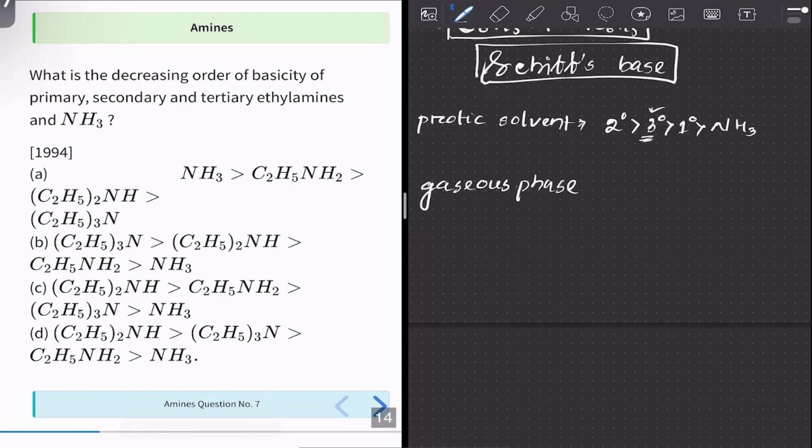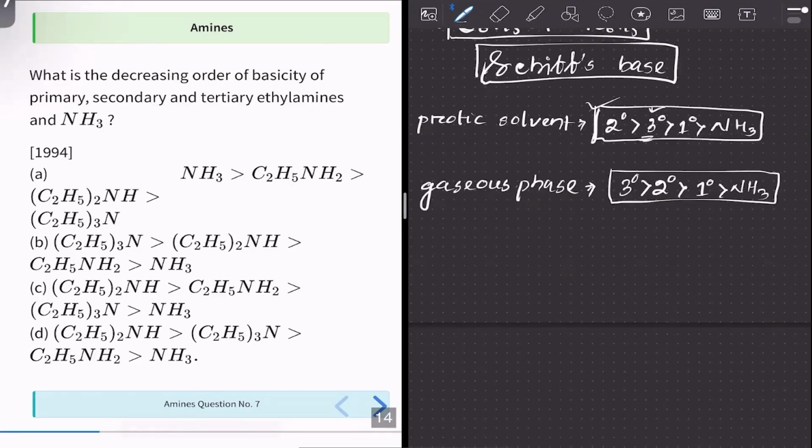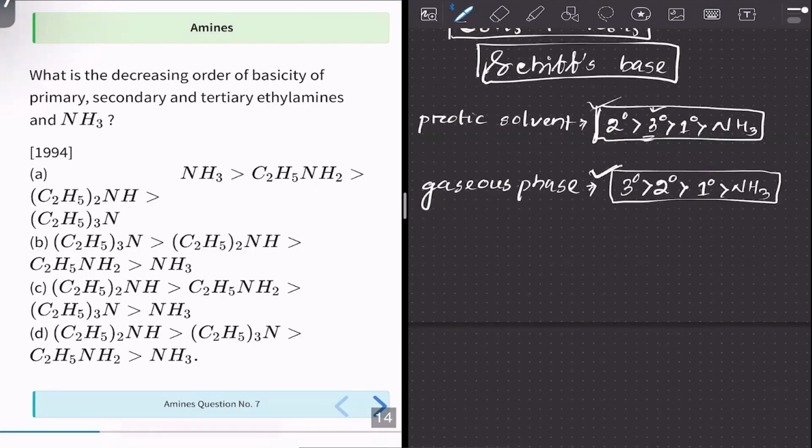We normally think that tertiary would be more basic than secondary, but due to the steric factor, no Lewis acid can react with the sterically hindered nitrogen atom. So the tertiary amine will have less basic character than the secondary amine. This is the order for protic solvent. In gaseous phase, the order will be tertiary, secondary, primary, and NH3, the normal order, because there is no solvation effect or protonation. In gaseous phase it is normal, and in protic solvent there is a little alteration.